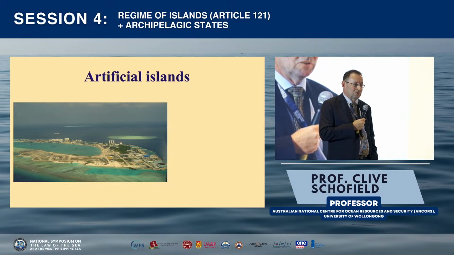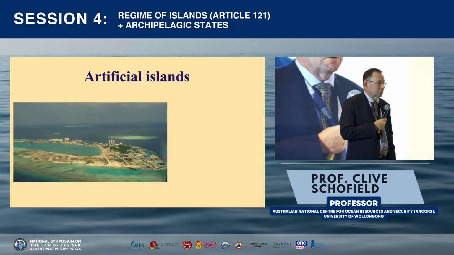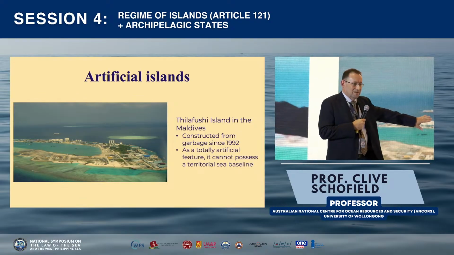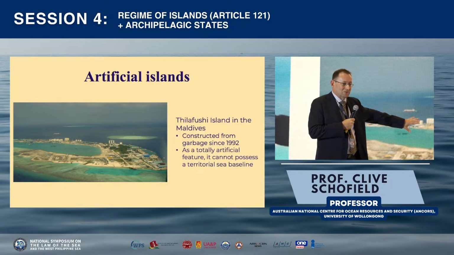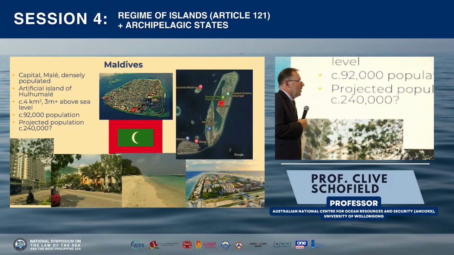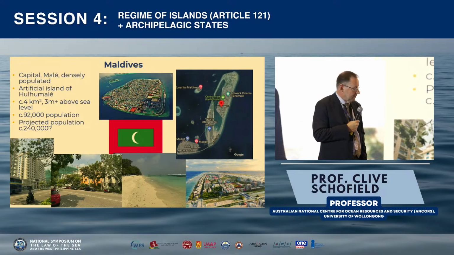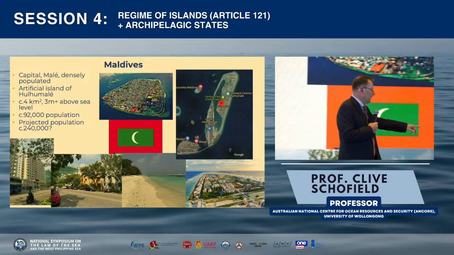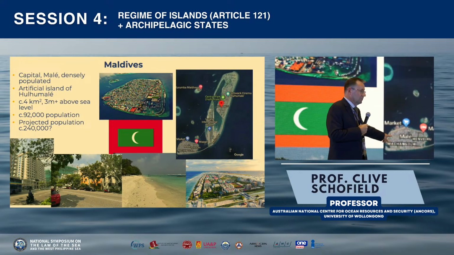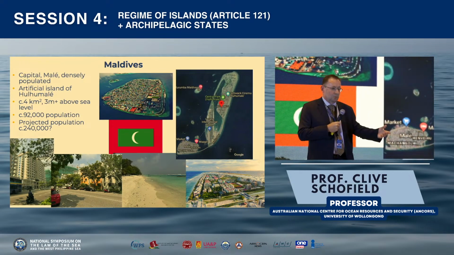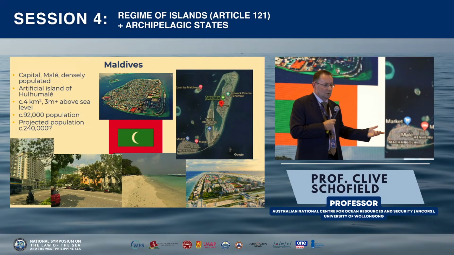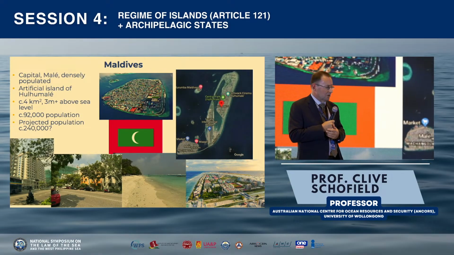This is an artificial island entirely composed of rubbish. It's been created in order to put high-value, important, but dirty installations like the oil depot on top of it. But also for the Maldives, Malé is one of the most densely urbanized atolls on the planet. You've got about 2.2 square miles of territory and 210,000 people living on it.